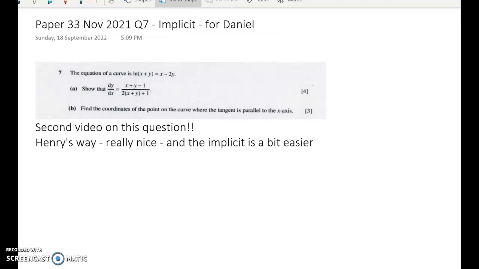What I'm going to do now is go through Henry's way to do this question, which is really, really nice. I'm just going to do the first part. I'm not redoing the second part, so we can forget about that. Now, I looked at this when I started the question, but I decided it was easier just to get on with differentiating the log with the x and the y in there.